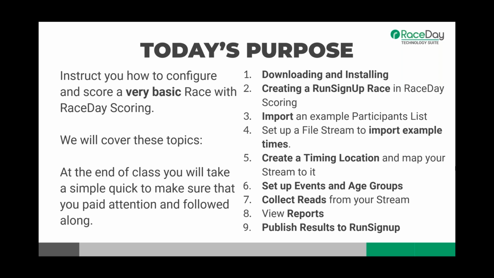We're going to be covering how to configure and score a very basic race with RaceDay scoring. We're going to cover all the topics on the right: how to download and install RaceDay scoring, how to create a RunSignup race in RaceDay scoring, how to import an example participant list, how to set up a file stream to import example times, how to create a timing location and map your stream to it, how to set up events and age groups, how to collect reads from your streams, how to view reports, and how to finally push all those results to RunSignup. So we are going to go through each of these in depth.